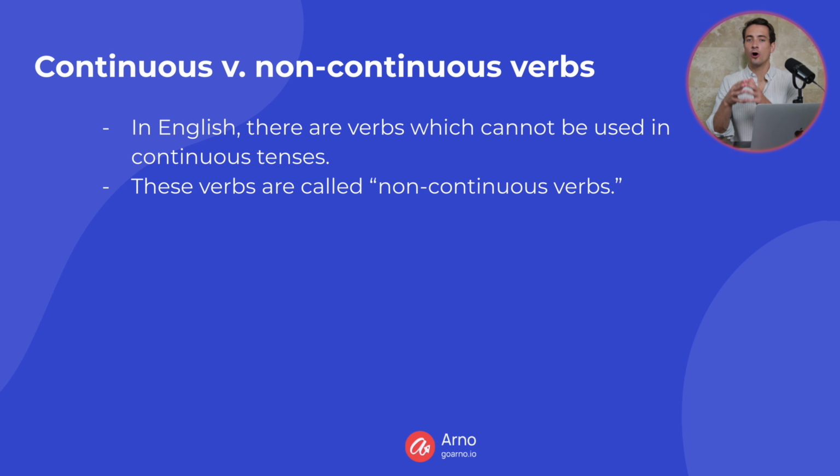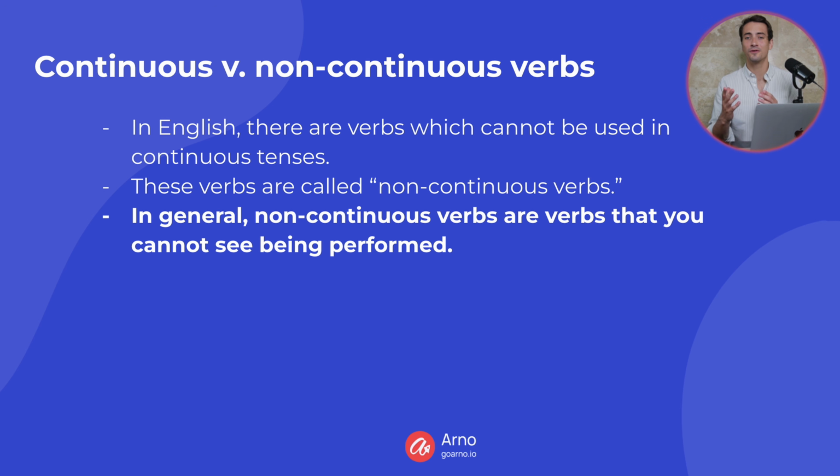These verbs are called non-continuous verbs. So essentially what's going on here is that there are verbs that you would like to use with a continuous tense, like the present continuous tense, but you're not allowed because they're non-continuous verbs. So instead you have to use them in the present simple. In general, non-continuous verbs are verbs that you cannot see being performed. So that's a little bit of a trick to help you remember what are continuous and non-continuous verbs.